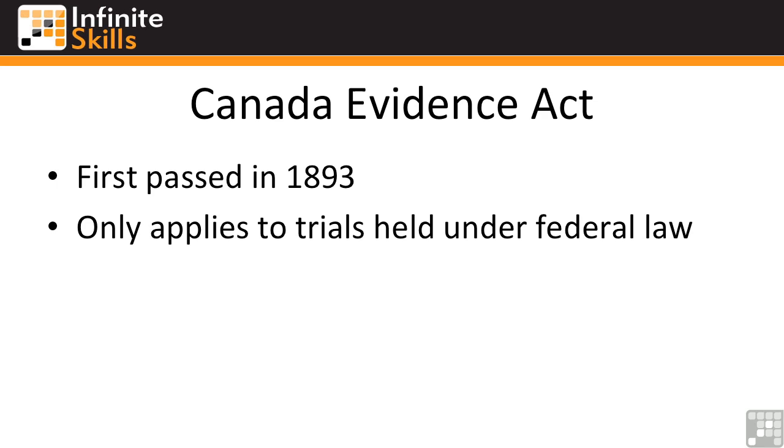Now, they have the Canada Evidence Act, which was first passed in 1893, nearly 100 years before the United States enacted their federal rules of evidence. In Canada, though, the Canada Evidence Act only applies to trials held under federal law, and there are some exemptions to that, but primarily the Evidence Act only applies to trials that are held under federal law.